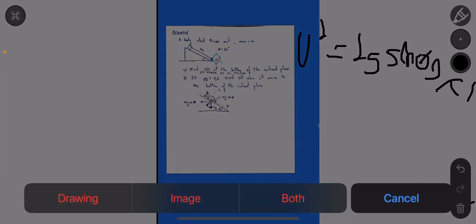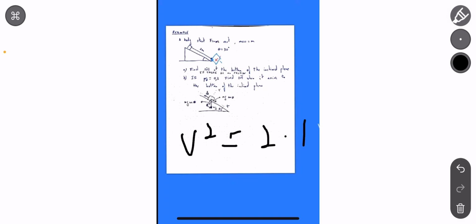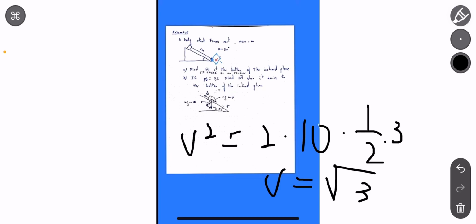And then from there, we could plug in the numbers, and we'll get v squared is equal to 2 times 10 times 1/2 times 3, where velocity is going to equal the square root of 30. So that's the first part. Although we're not done, that is the first part, and it gives us some information on what to do next.